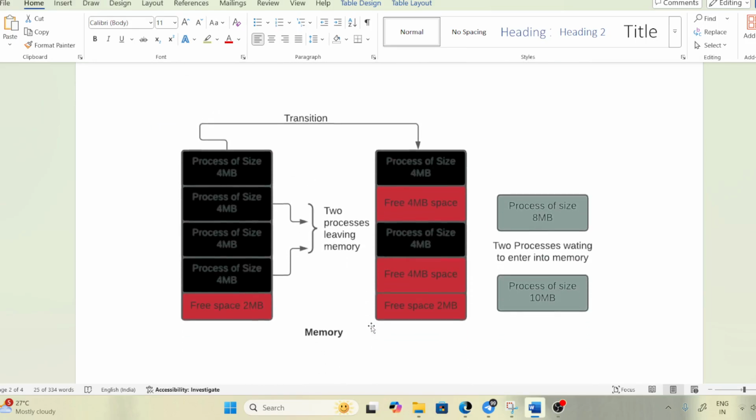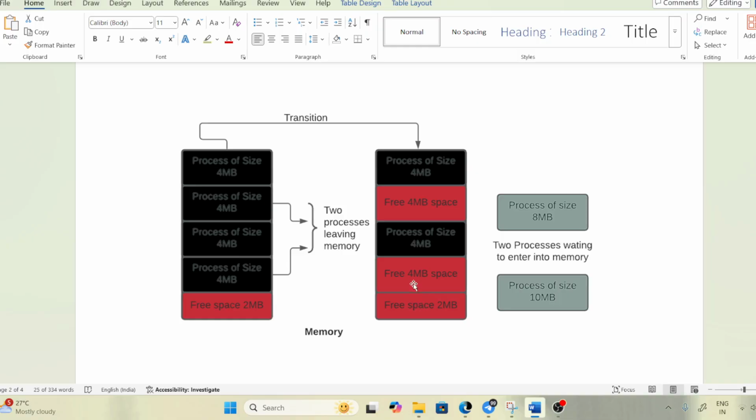So here in this image you have seen that earlier we are having only 2 MB space. Now suppose you opened Google Chrome or MS Word, so these two processes have completed. So you are having 4 MB space, 4 MB space, and earlier you are having the 2 MB space. Now there is a new process which comes of 8 MB. You are having 4 MB, 4 MB, so you are having space of 10 MB, but this is not continuous.